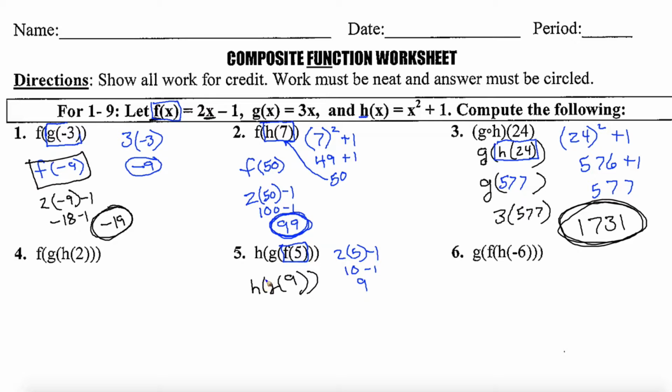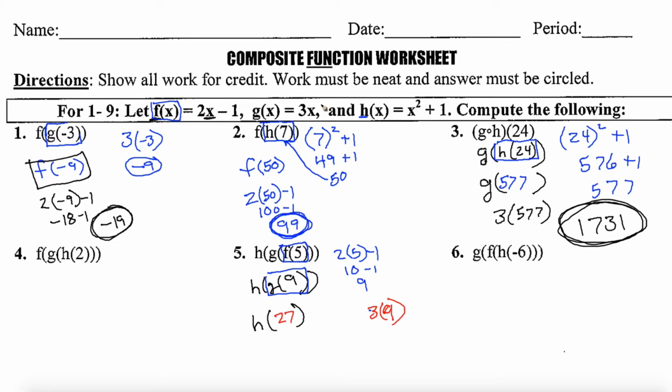Okay, now we start in the middle again. What's g of 9? So we go up to g, and that's 3 times x. See, we're plugging in a 9 for x, right? 3 times 9 is 27. So we'll rewrite it again: h of 27. And that's all the rest of it.